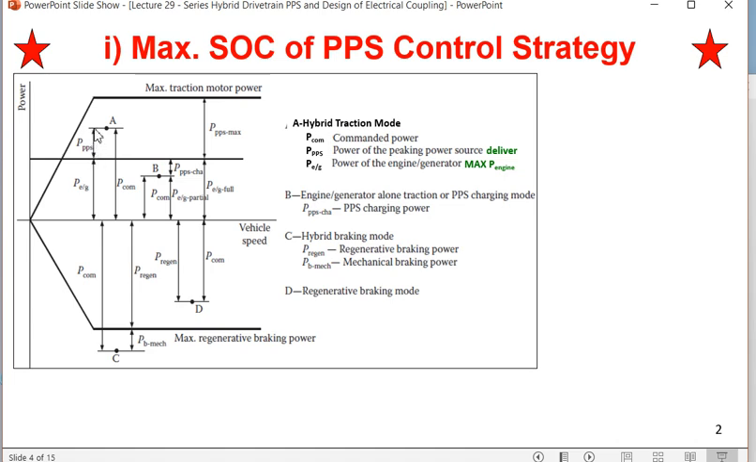So this is the main job of the PPS source, that is whenever the vehicle is climbing the hill, whenever it wants to generate too much of acceleration, in that case only this PPS source comes into action.